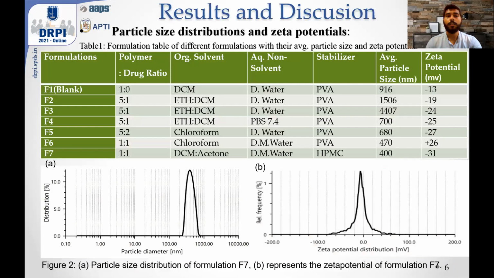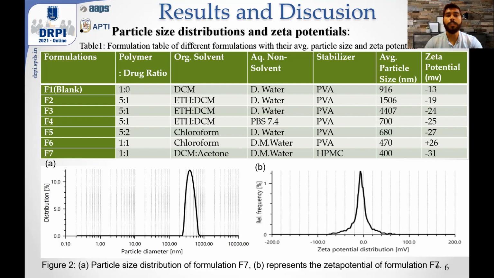Result and discussion. The particle size distribution and zeta potential was done in DLS. Here we can see the formulation table of different formulations with their average particle size and zeta potential. Column 1 represents the 7 different formulations. Formulation F1 is a blank nanoparticle. Then column 2 represents the polymer drug ratio.